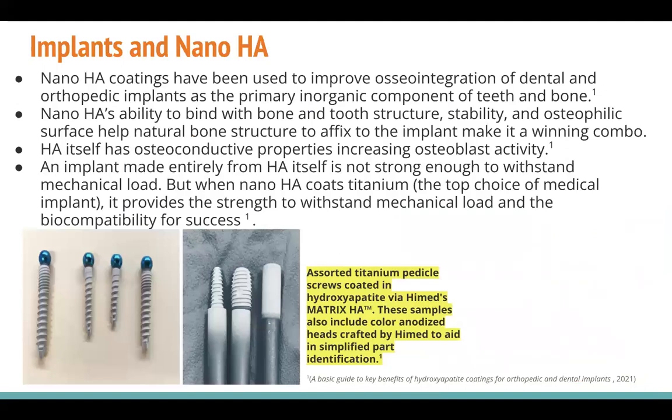So, implants and nano-HA. Nano-HA coatings have been used to improve osseointegration of dental and orthopedic implants. HA itself has osteoconductive properties, increasing osteoblastic activity. An implant made entirely from HA itself is not strong enough to withstand mechanical load, but when nano-HA coats titanium, it provides strength to withstand mechanical load and the biocompatibility for success.